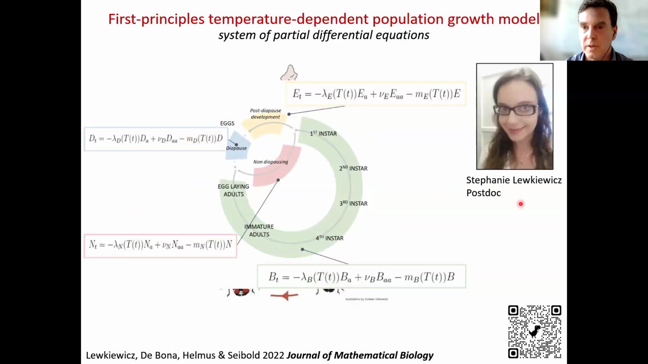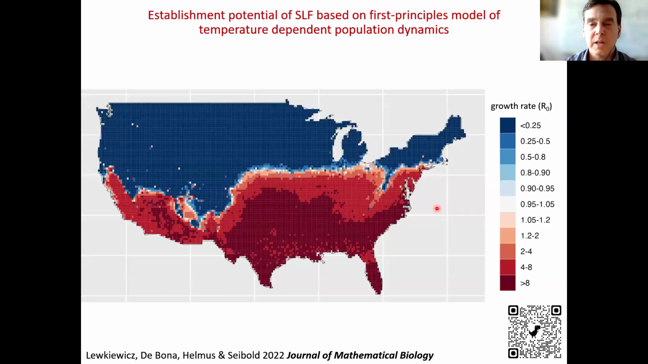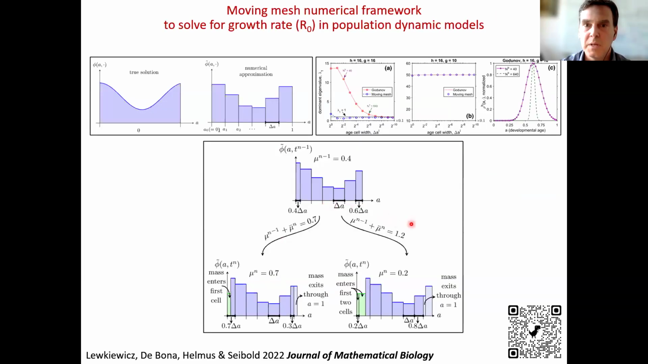And this was all done with a postdoc, Stephanie Lukowitz, who's a mathematician. And we can come up then with maps that look something like this, where we got the R0, or the population growth rate, across the United States here. And anything under 1 would be an area that's not suitable. I'm going to talk to you about how we made these models. So we developed, and again, I'm just going to be sort of hand wavy here, we developed a moving mesh numerical framework. It solves for population growth rate and population dynamic models. For those of you who work on population dynamic models, take a look at this paper, see if it's a method of optimization that you could use.